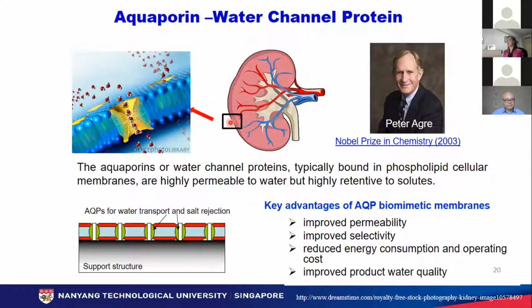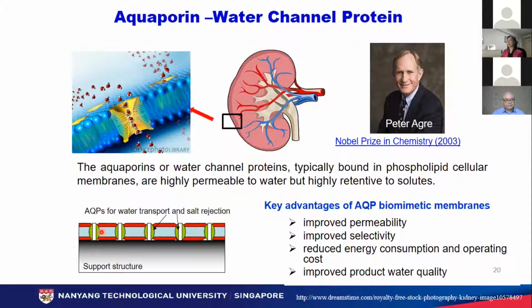Around 15 years ago, people were fascinated with aquaporin. Aquaporins are natural water channel proteins. Aquaporin was discovered by Professor Peter Agre, who won the Nobel Prize in Chemistry in 2003 because of this discovery. Aquaporins are highly permeable to water, but highly retentive to solutes. So people thought, can we incorporate aquaporin water channels into the thin film to enhance the water transportation?